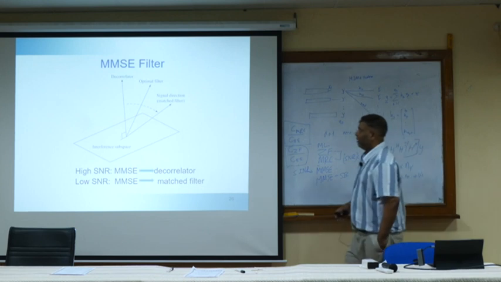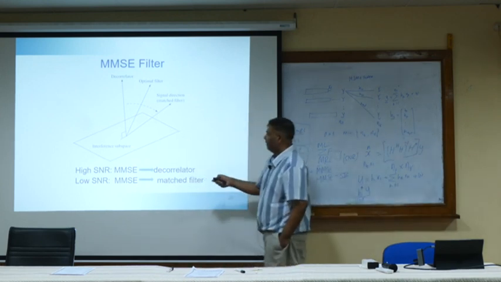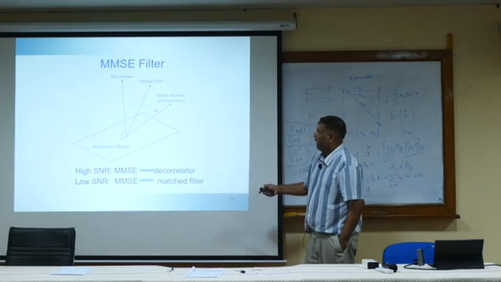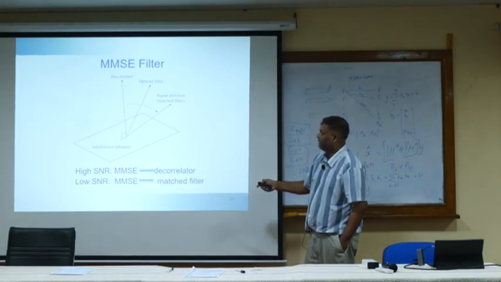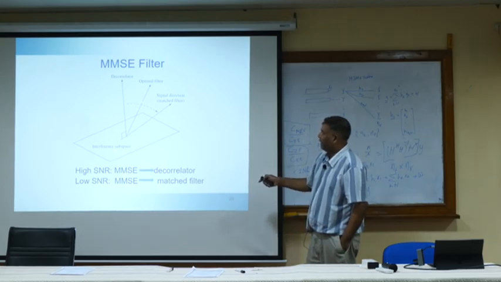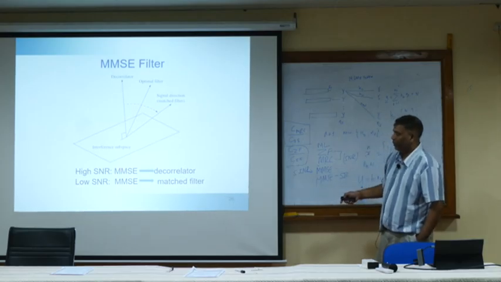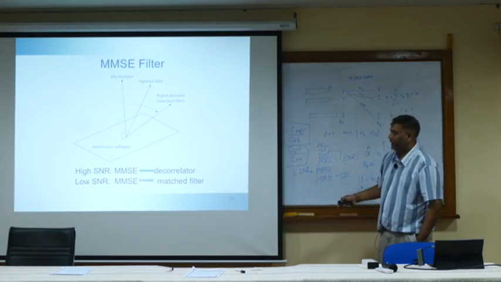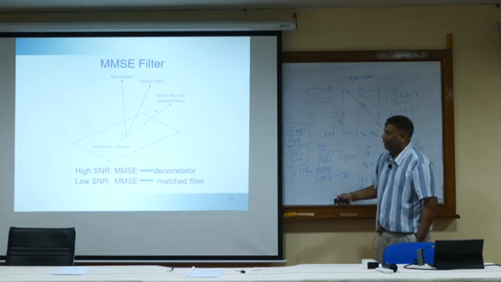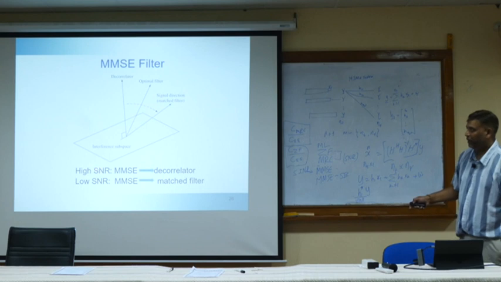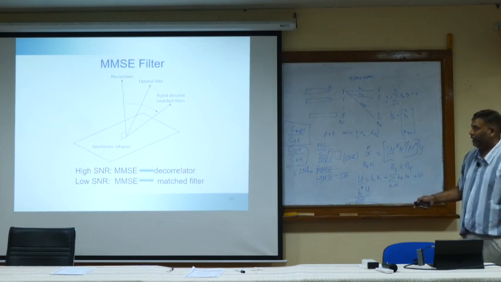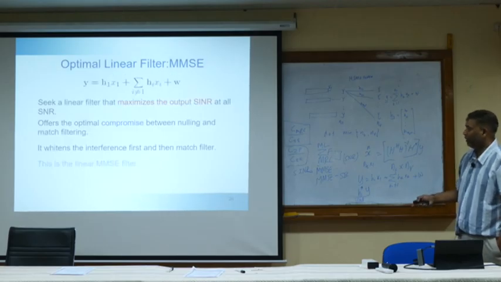For example, let's consider this as the interference subspace. The decorrelator is projecting the received signal orthogonally to the interference subspace. The optimum filter is somewhere here, and the matched filter is somewhere here. So at high SNR, the MMSE achieves the decorrelator. At low SNR, the MMSE achieves the matched filter. We saw in one of the previous slides that at high SNR the decorrelator performs better, and at low SNR the matched filter performs better. We saw that here.